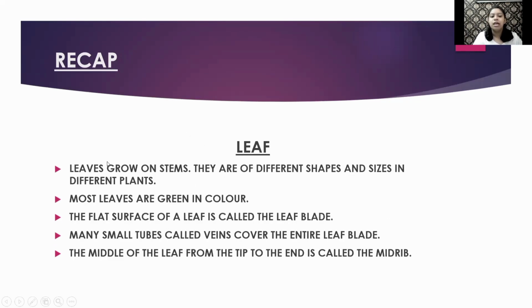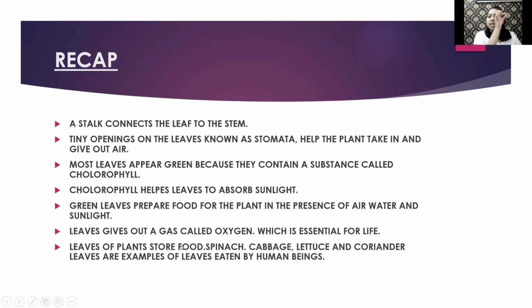Okay, coming to leaves. Leaves grow on stems. They are of different shapes and sizes in different plants. Most leaves are green in color. The flat surface of a leaf is called the leaf blade. Many small tubes called veins cover the entire leaf blade. The main thing that runs right in the center of the leaf, from the tip to the end, is called the midrib. A stalk connects the leaf to the stem.